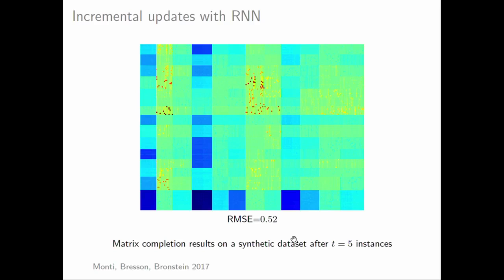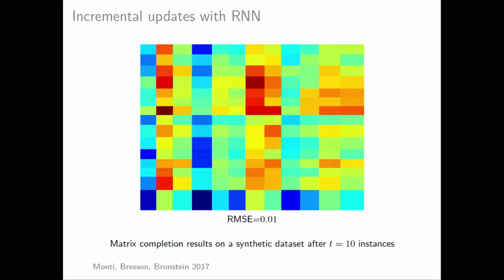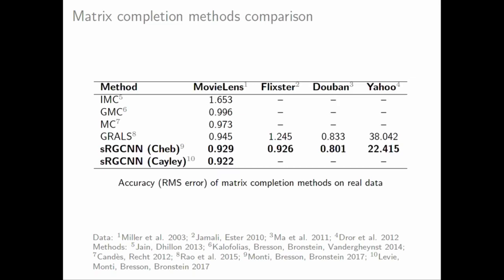After 5 iterations, we get a significantly lower root mean square error. This is what happens after 8 iterations, and this is what happens after 10 iterations, so we get almost perfect reconstruction. This is, of course, a synthetic example. We don't have any noise, but it just shows that the model works. And these are some real data sets that are typically used in the recommender system and matrix completion community. And again, we get some good results with these models on these data sets.